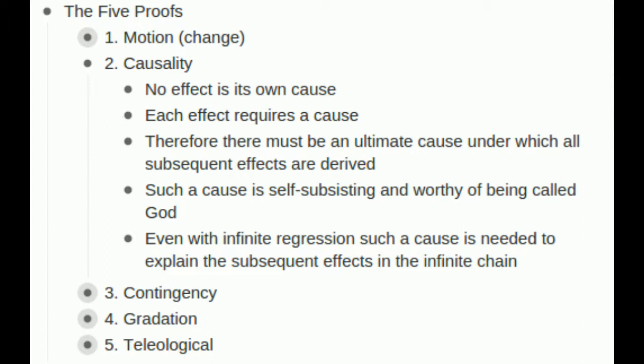Even with infinite regression, so in other words, even if we assume that we can have a chain of cause and effects reaching back to eternity, something is needed still to explain the subsequent effects in the infinite chain. So say you think you can establish a chain of cause and effect reaching back to eternity, hypothetically. You still haven't explained why there is such a thing as cause and effect. You still need that hierarchy of cause and effect, similar to what we saw in the proof from motion, to prove the existence of cause and effect in general.